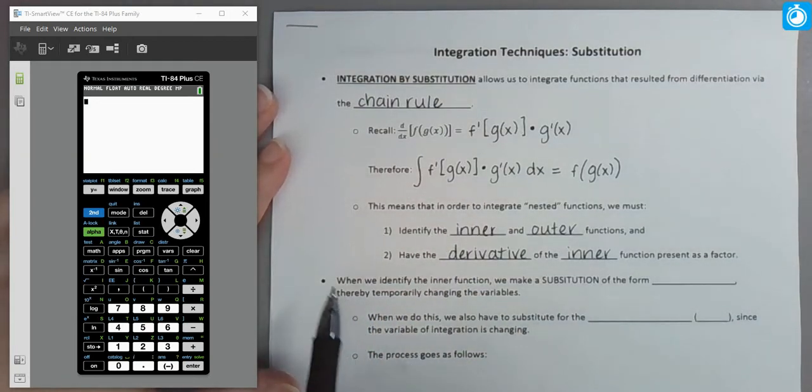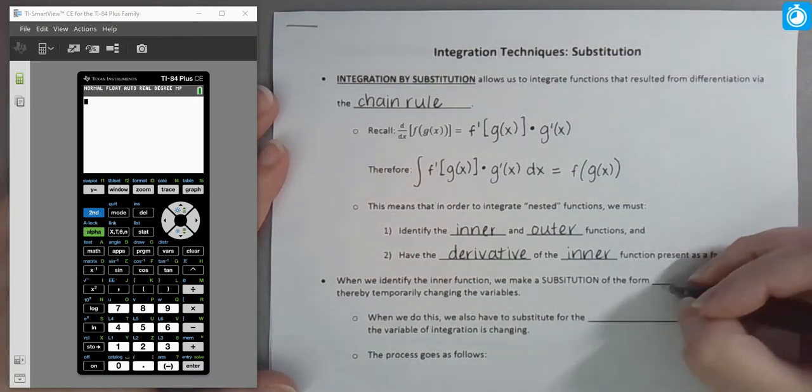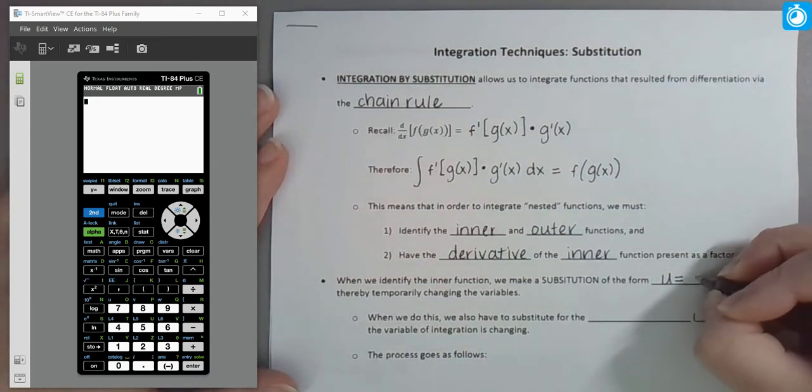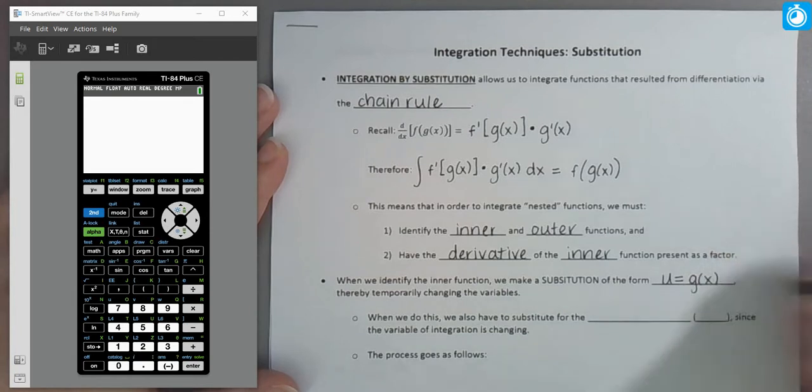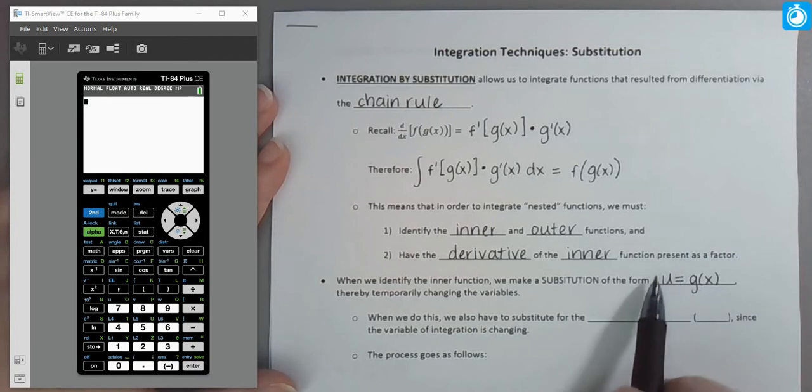Now, when we identify the inner function versus the outer function, that's what we're going to substitute. So we're going to make a substitution of the form u is equal to g of x, which is our inner function. So wherever we see our inner function, we're going to substitute the variable u. Now, u is ultimately an arbitrary choice, but for some reason we tend to use the variable u when we're talking about the substitution strategy. So I'm going to consistently use the variable u when we talk about substitution.